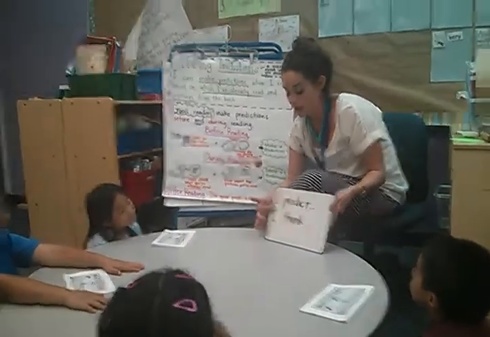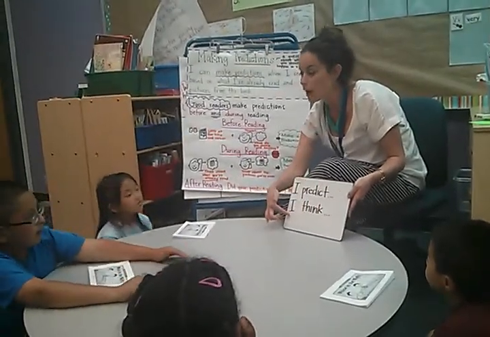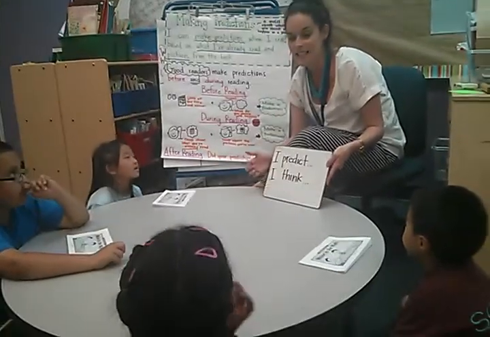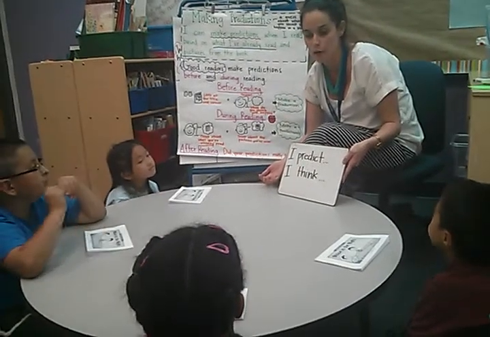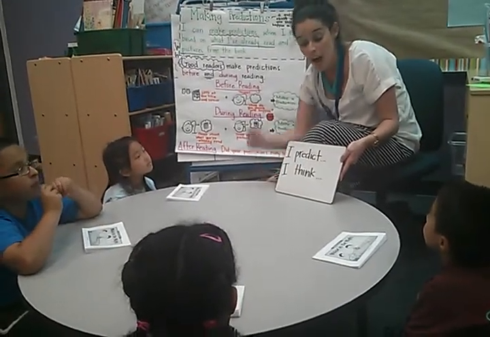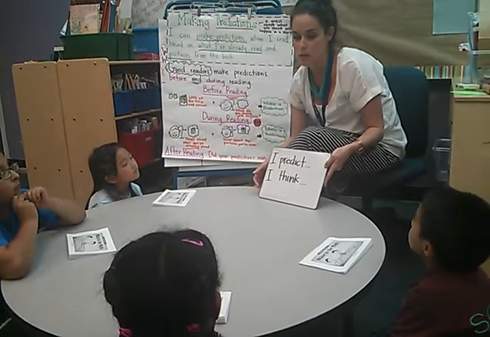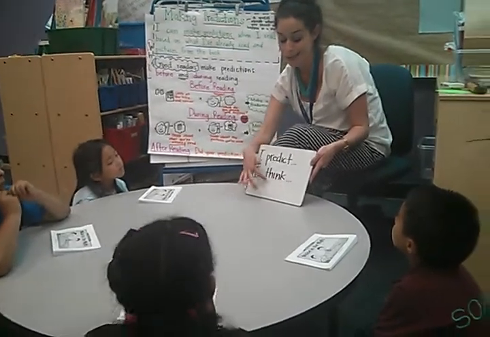Okay, let's say it all together. I predict or I think. Because it's a kind of a guess, right? We don't know for sure. So we don't want to say, I know for sure this is going to happen. Because we don't yet. So we say, I think.